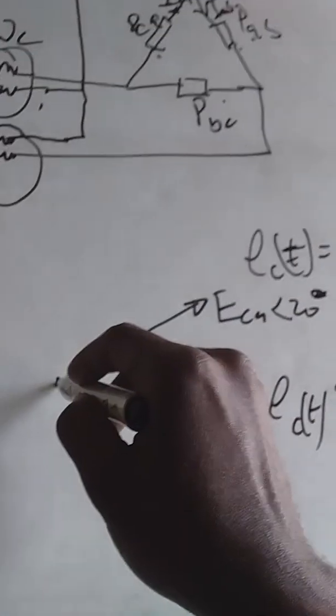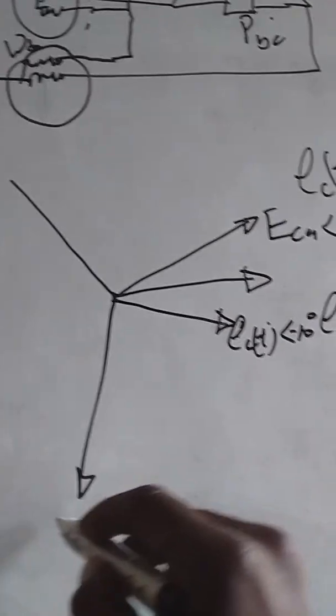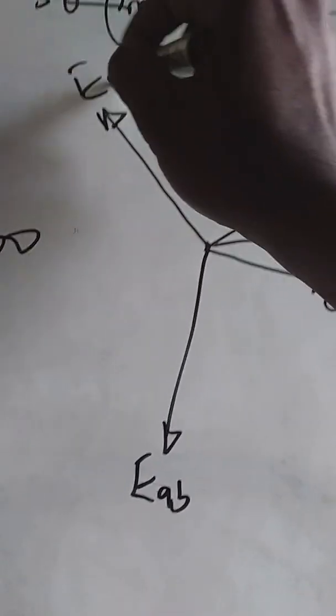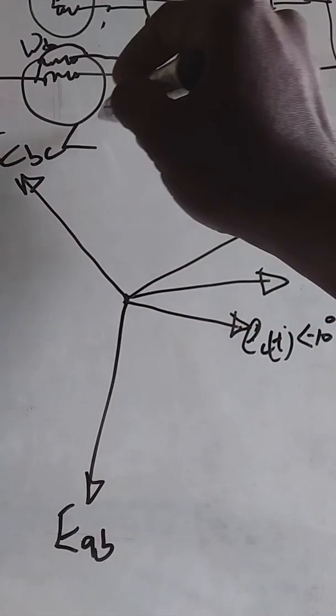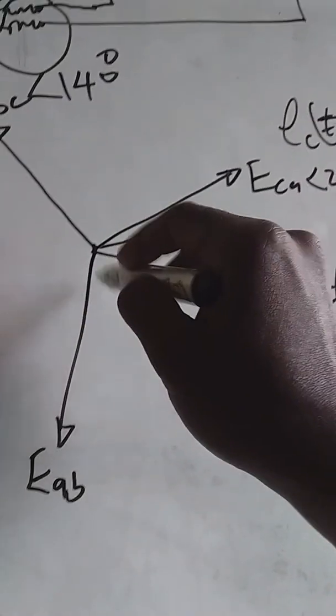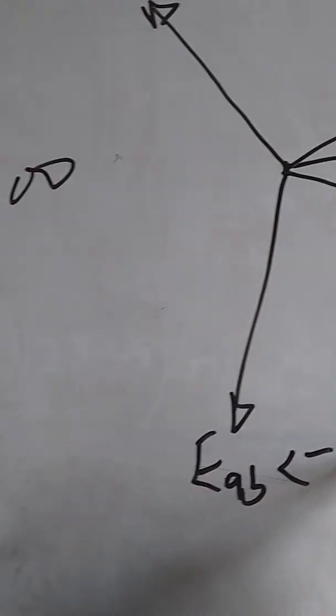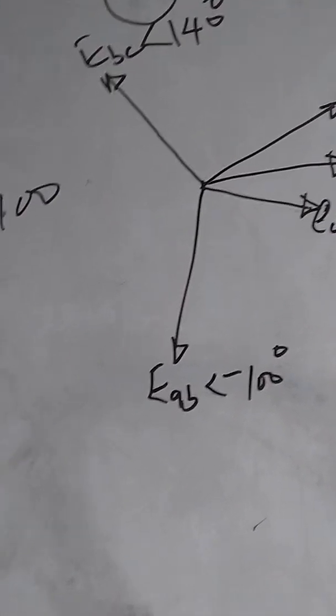Then we can find our next voltages, EAB, EBC, because it's a positive phase sequence. So this will be at angle what? 140 degrees. And this will be at angle what? It will fall at minus 100 degrees. So from there, you can now start to solve the problem.